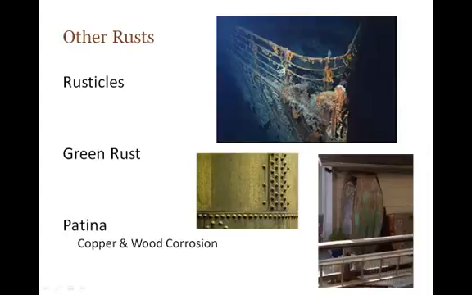Green rust forms in the absence of oxygen. So, for example, if you have a scene with a metal pillar completely underwater without any source of oxygen, the rust will be green instead of red.